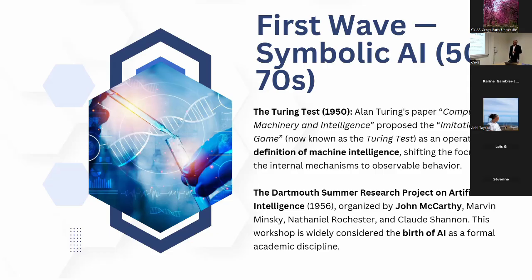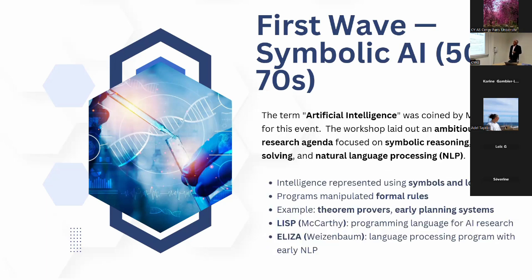The term artificial intelligence came in a summer research project in 1956, and the person was John McCarthy. This date is considered the birth of AI, and this term was coined by McCarthy in this event, and they had a very ambitious agenda focused on symbolic reasoning, problem solving, and natural language processing. This is an important point because what we are doing now with ChatGPT is exactly that, natural language processing. We're processing our language. And this was already in academia in 1956. So 70 years ago.